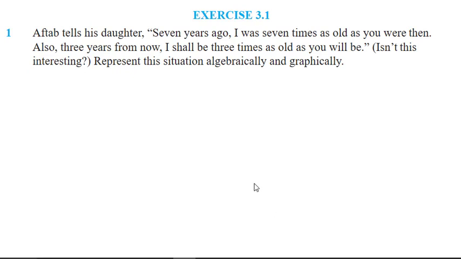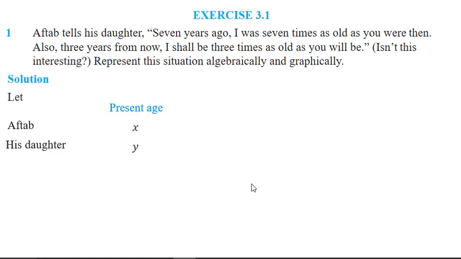Aftab is saying to his daughter that 7 years ago, I was 7 times as old as you were. So I don't know the age of Aftab, I don't know the age of her daughter. So first I will assume their ages as x and y. Here I want to express them as a linear equation in two variables. So let us assume that the present age of Aftab be x and present age of his daughter be y.